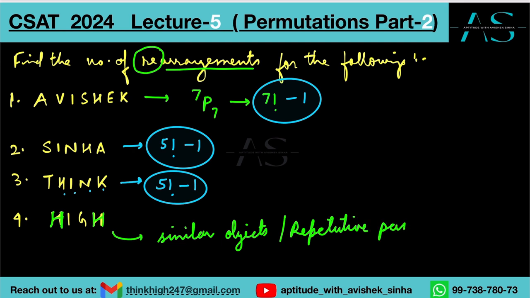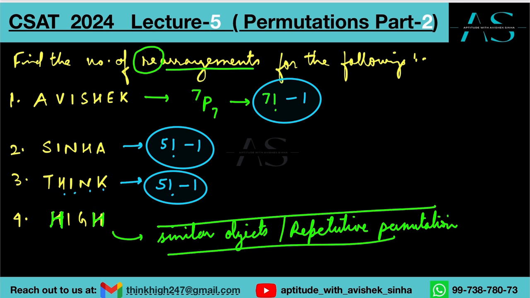This we have not discussed in the previous lecture. So first we'll talk about how to solve for repetitive permutation, and the answer is simple. You solve the total number of permutations. When we talk about rearrangement, subtract 1, that particular arrangement.